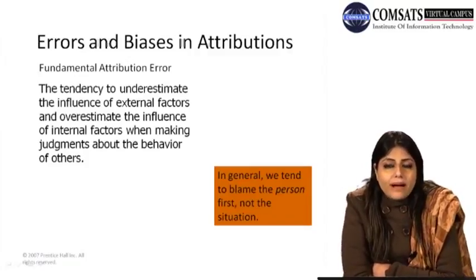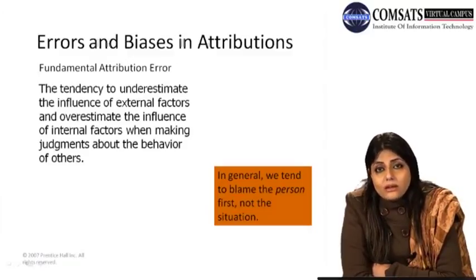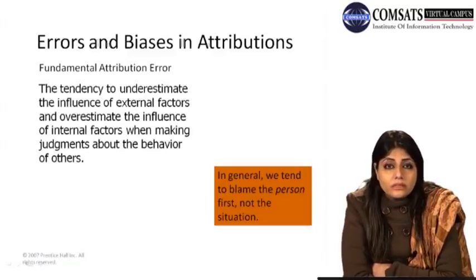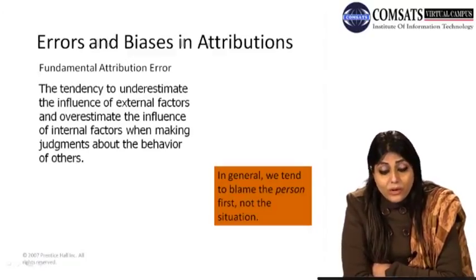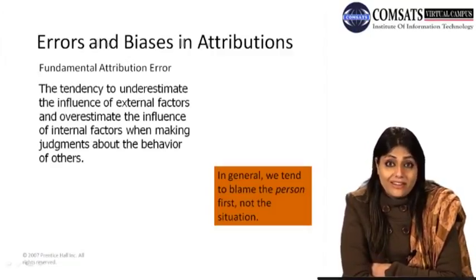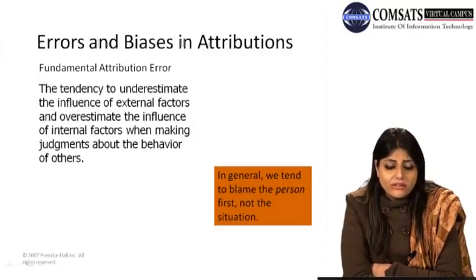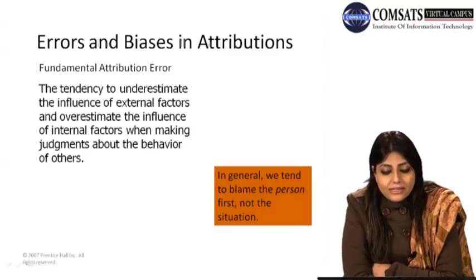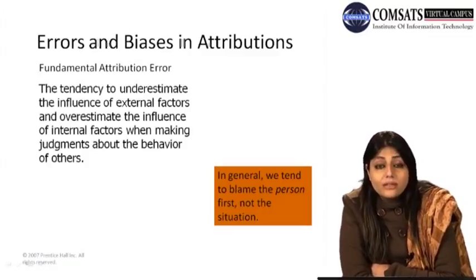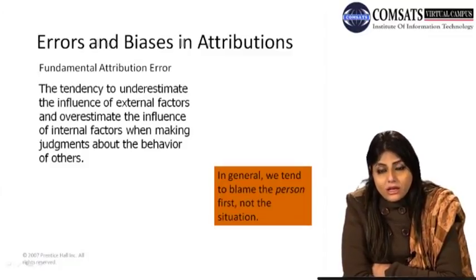So, errors and biases in attributions. Of course, when we are making our attributions, there are certain errors and biases that are frequently observed in these attributions. The first one is the fundamental attribution error. Herein what happens is that it is a general tendency to underestimate the influence of external factors and overestimate the influence of internal factors when making judgments about the behavior of others.